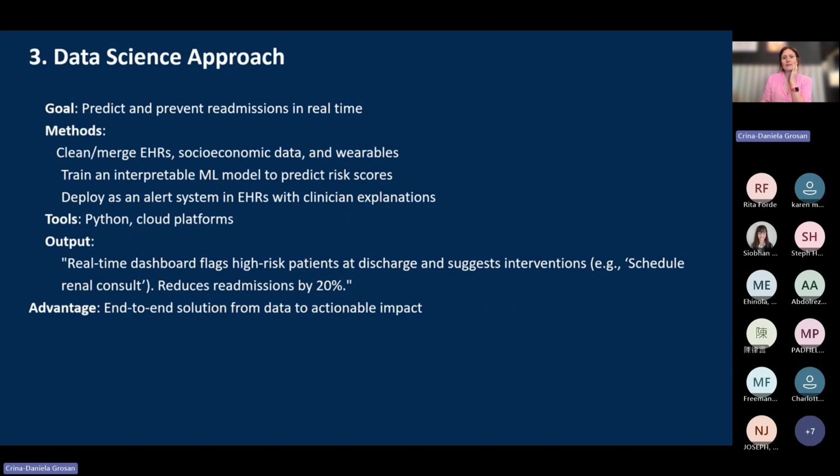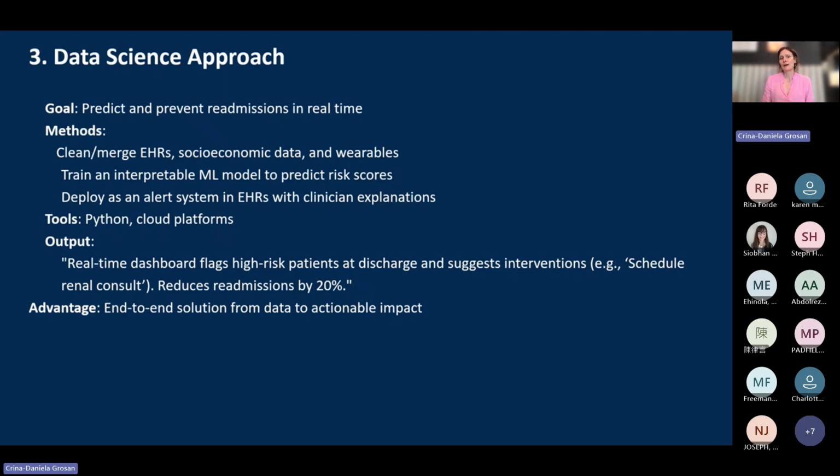Now, what the data science approach will do, well, it will merge multiple types of data. We call it multimodal data. Multimodal means multiple types of data, and could be electronic health records, which in itself is a multimodal data type because it has numbers, it has text, it has images sometimes. We have socioeconomic data, for example, and we could have data from wearables. And again, the wearable data is complex enough data.